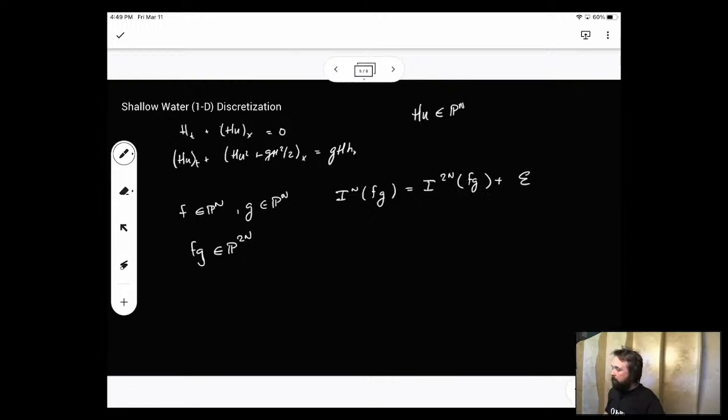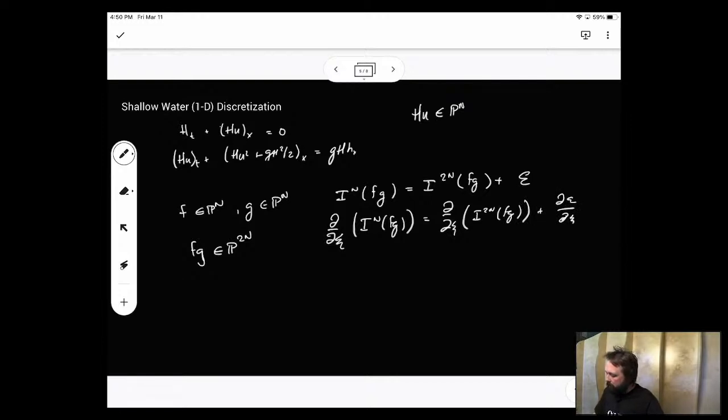So this error I'll just call epsilon. If I were to take a derivative on the left-hand side of the interpolant, I get the derivative of the actual thing it's supposed to be, the 2n interpolant. The 2n interpolant has no errors, it's exact. But then I also get the derivative of the error I've incurred by approximating a 2n degree polynomial with an nth degree polynomial. And what this really means is that interpolation and differentiation don't commute. The derivative of the interpolant is not the same thing as the interpolant of the derivative.